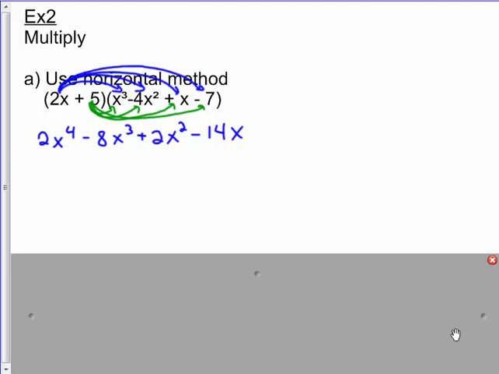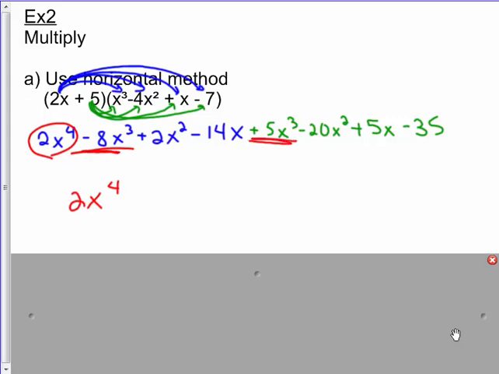So 5 times x cubed is 5x cubed. 5 times -4x squared is -20x squared. 5 times x is 5x, and 5 times -7 is -35. At this point now, I'm going to look and see what my like terms are. So I've got 2x to the fourth. Are there any other x to the fourth in there? No. So I'm just going to write 2x to the fourth down.